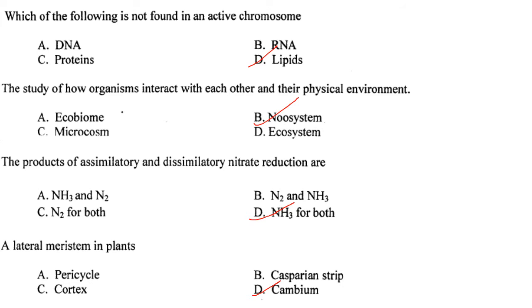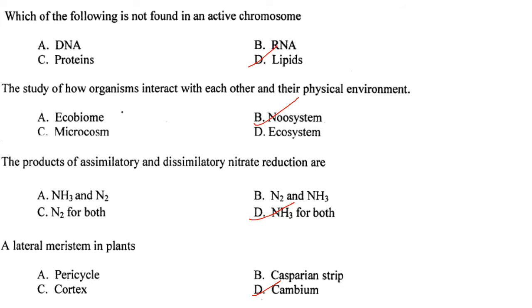The study of how organisms interact with each other and their physical environment is called as new system. Sorry. So it is called as new system. Answer is option B. The product of assimilatory and dissimilatory nitrate reduction are. So it is ammonia for both assimilatory and dissimilatory nitrate reduction. Answer is option D.